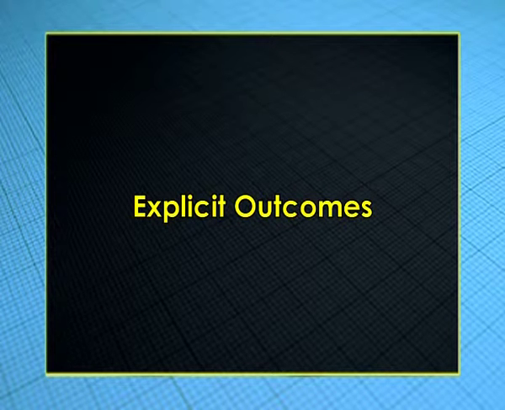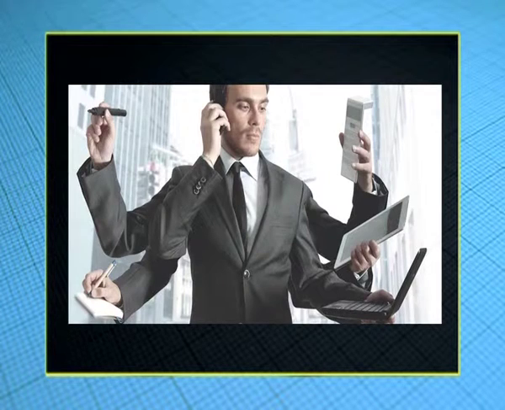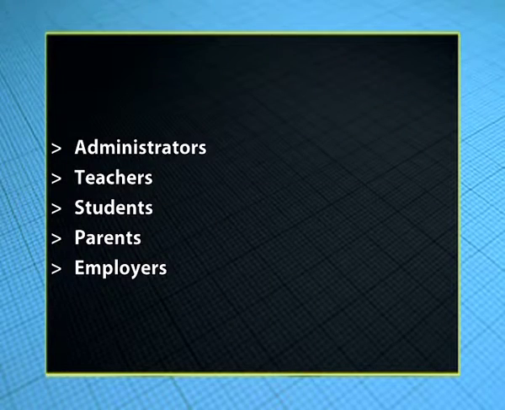Now, number 3, explicit outcomes. Not only must the contemporary curriculum be responsive to the world of work, it must also be able to communicate this responsiveness to administrators, teachers, students, parents, and employers. Broadly stated goals are an important part of any curriculum. However, these goals are only valid to the extent that they can be communicated in a more explicit manner.